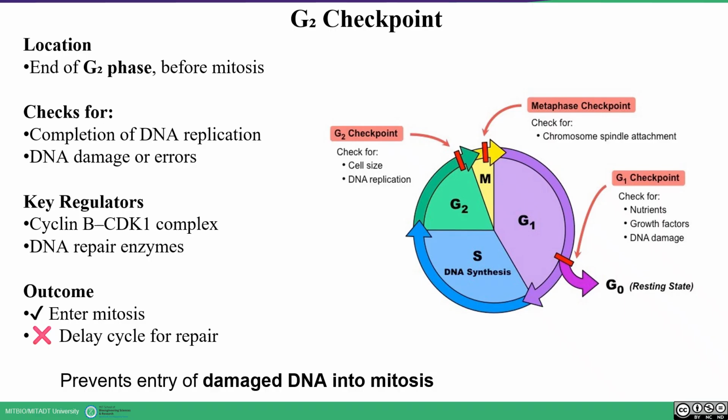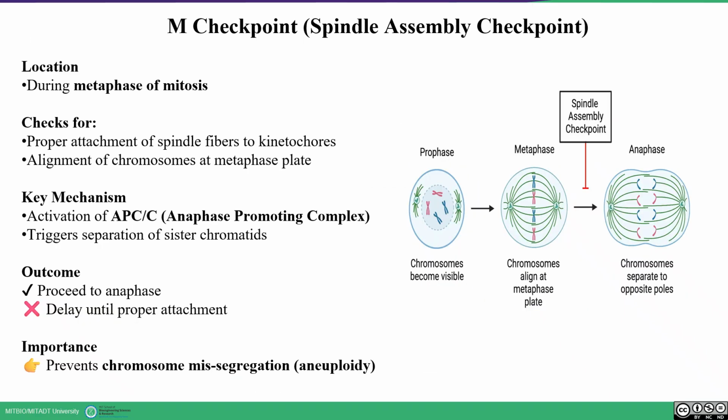If the repair system has done its job, it will allow the cell to enter mitosis. If it is not able to repair, then it delays the cycle for repair and prevents the entry of damaged DNA into mitosis. The third checkpoint is the M checkpoint, also known as the spindle assembly checkpoint.